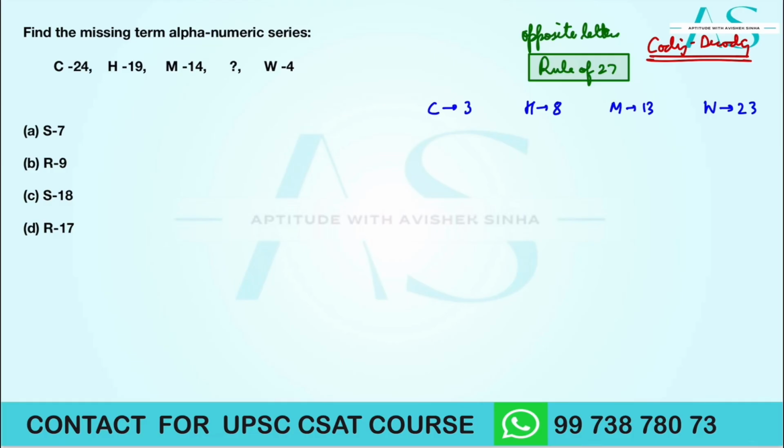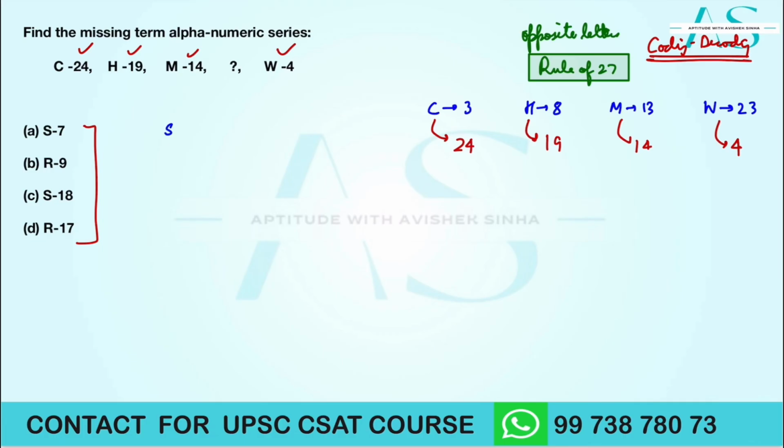Now, tell me the opposite pair for C. For C the opposite will be 27 minus 3 which is 24. For H the opposite will be 27 minus 8 which is 19. For M it will be 27 minus 13 which is 14. And for W it will be 27 minus 23 which is 4. If you look closely, all these opposite codes are given. Now you know the pattern. In front of the letter, their actual opposite codes are mentioned. You just need to check which of these letters follow the same.